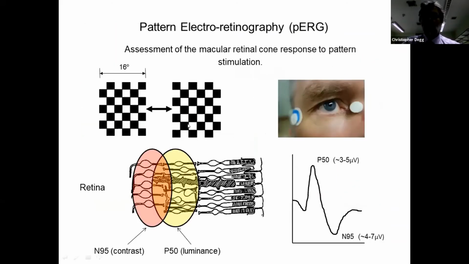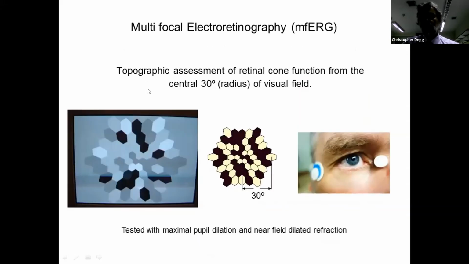We can look at the macula, which is the part that we tend to use more for central vision. And again, we can actually break that down into different parts of the macula, either the bipolar cells or the ganglion cells, by looking at different components. And for that, we use a pattern stimulus. Or we can actually use a complex stimulus to break down the retina into all of these different parts.